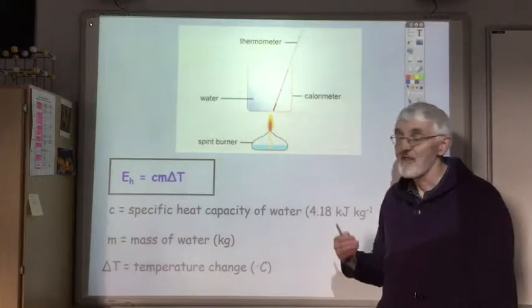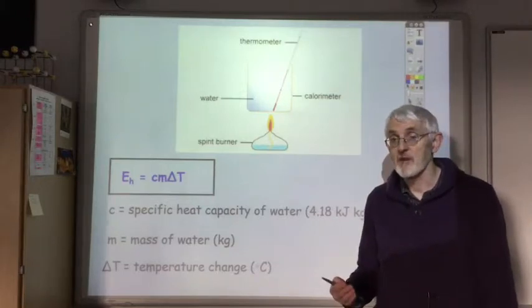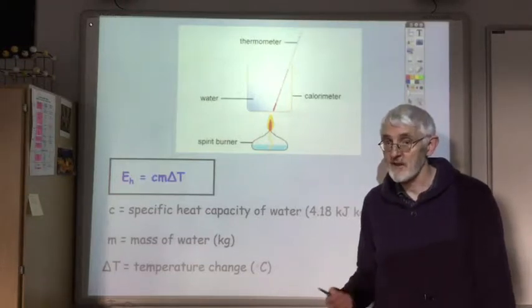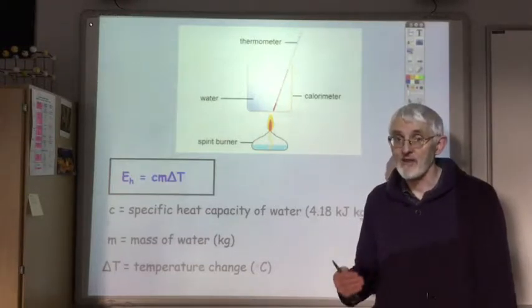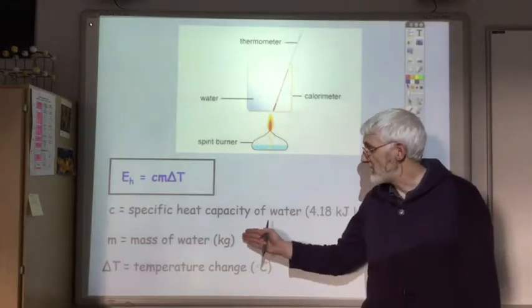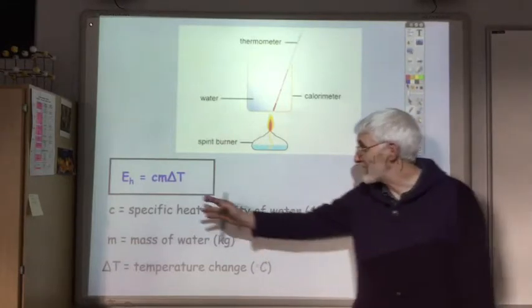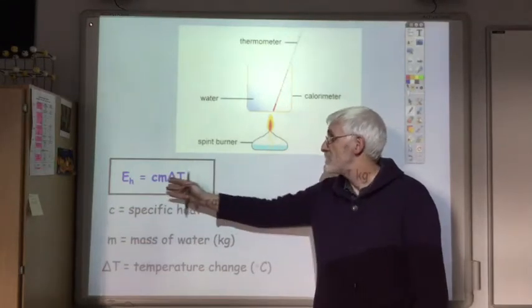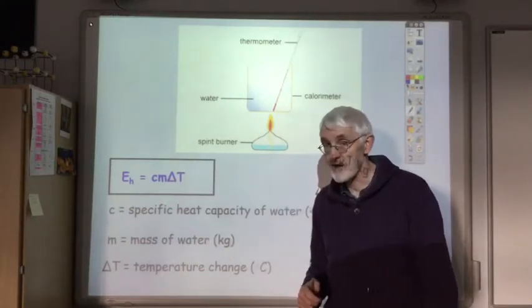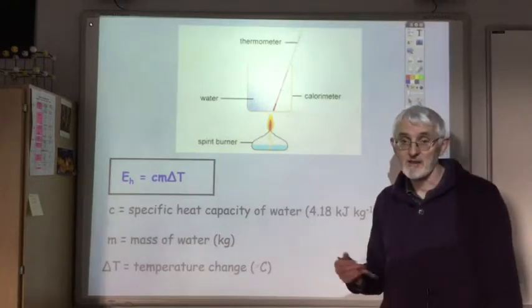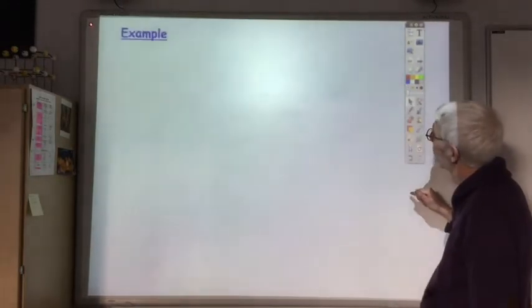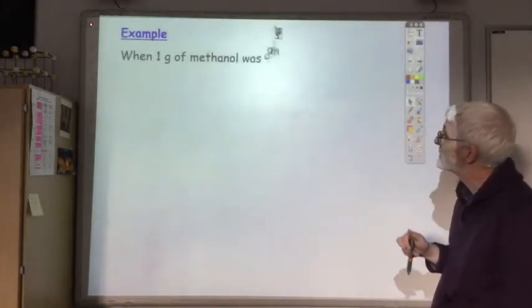So if you have 500 grams, divided by 1,000, you have 0.5 kilograms. If you have 500 cubic centimetres of water, divided by 1,000, you've got 0.5 kilograms. So please remember, M refers to the mass of the water, not the mass of the fuel that you burnt. It's the mass of the water, and it should be in kilograms. It's probably best demonstrated by doing an example.